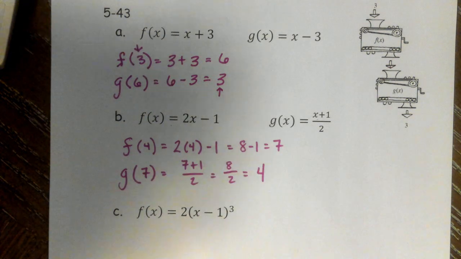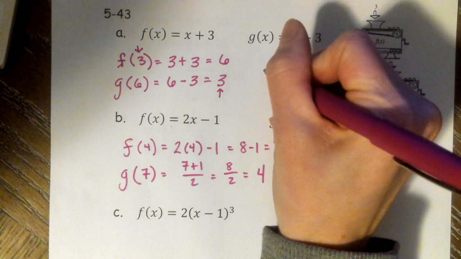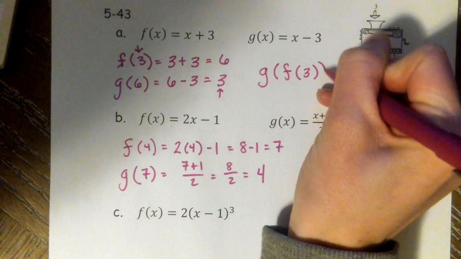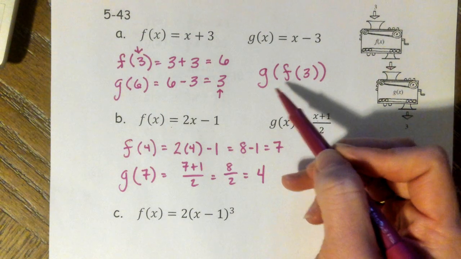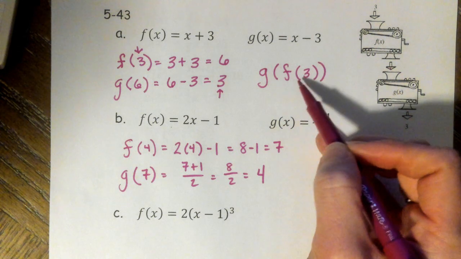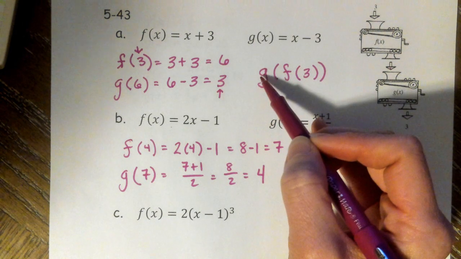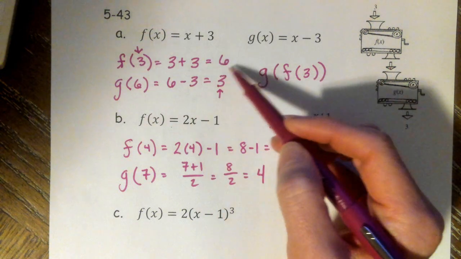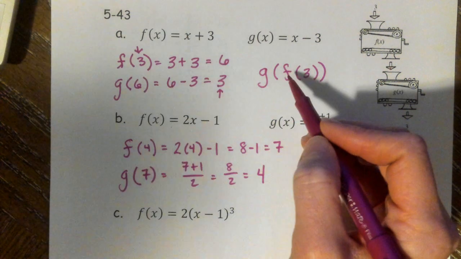Okay? Now another way to write this is g of f of 3. Okay? So this is called composite functions. So how you write it, we put f of 3 in, so f of 3 is 6, right? F of 3 equals 6. You put 6 into the g function, okay?